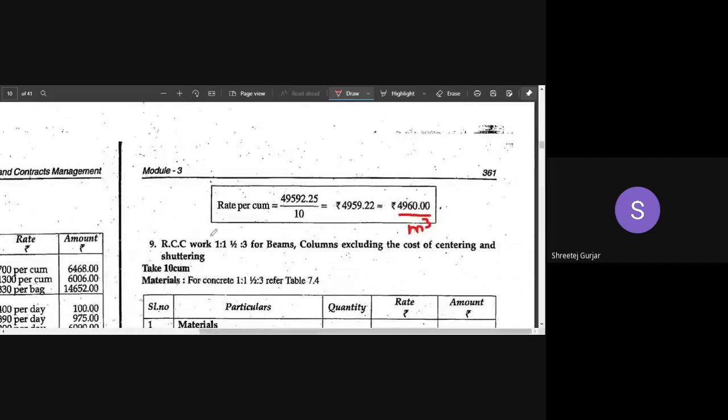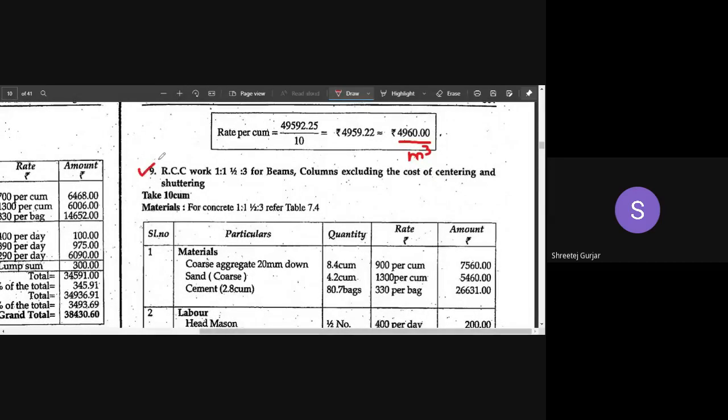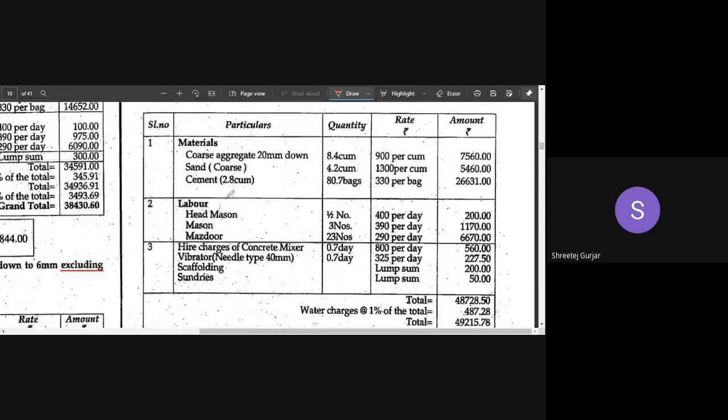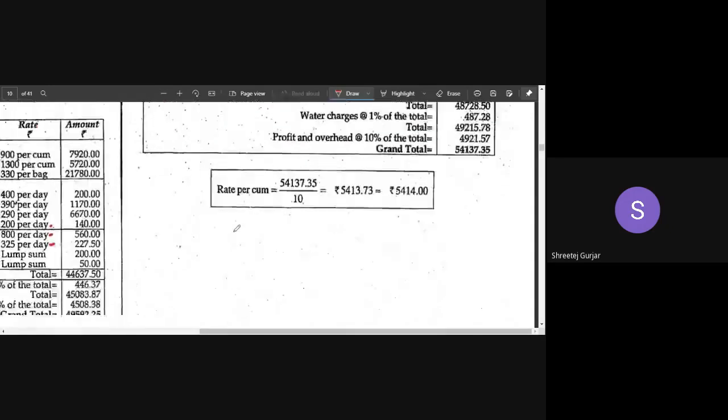Similarly, you can calculate for this particular RCC work also. The only change here is that the proportion is changing. This is M20, I think. Moving on, the same procedure you can follow for calculation of materials, labor, and the extra things, tools and plants which are required.